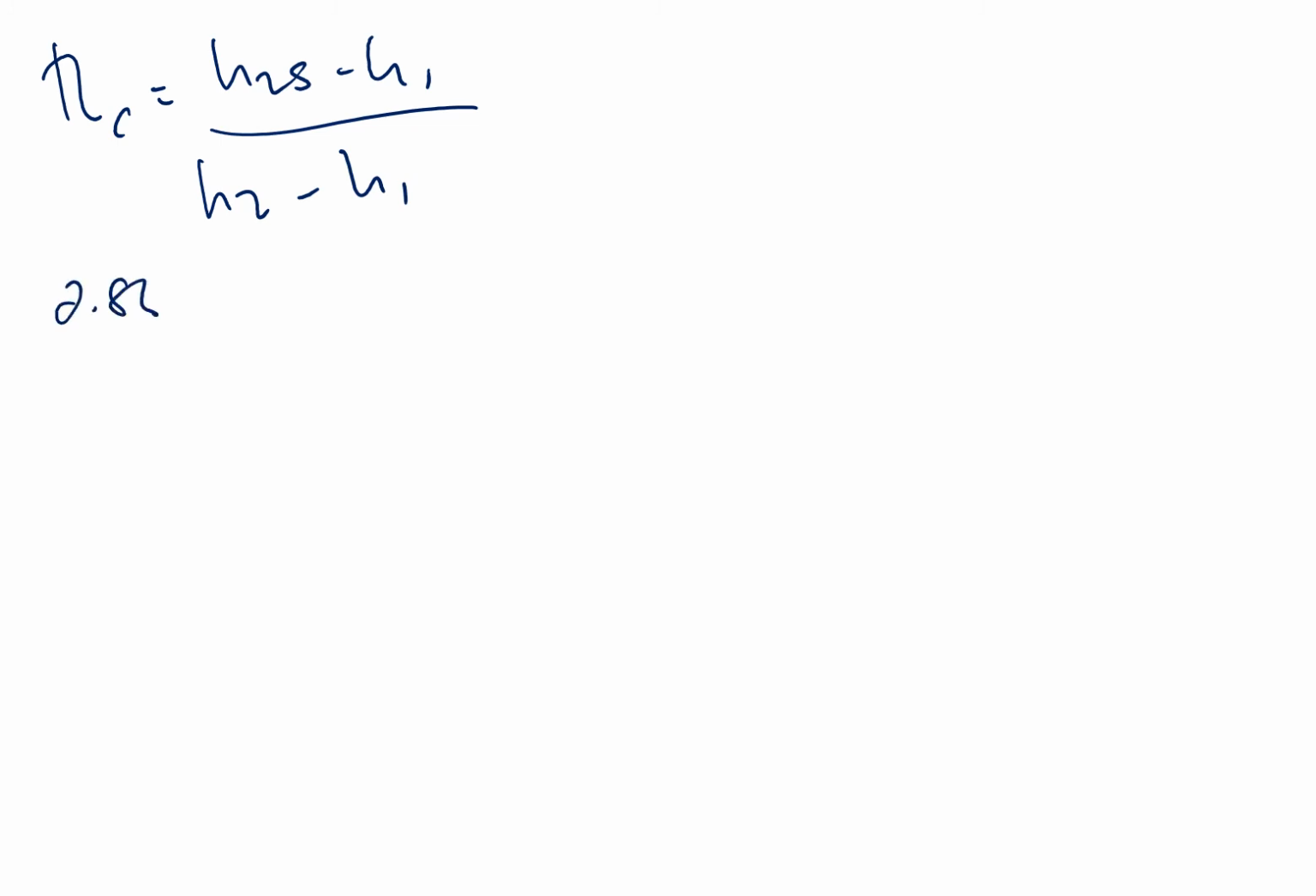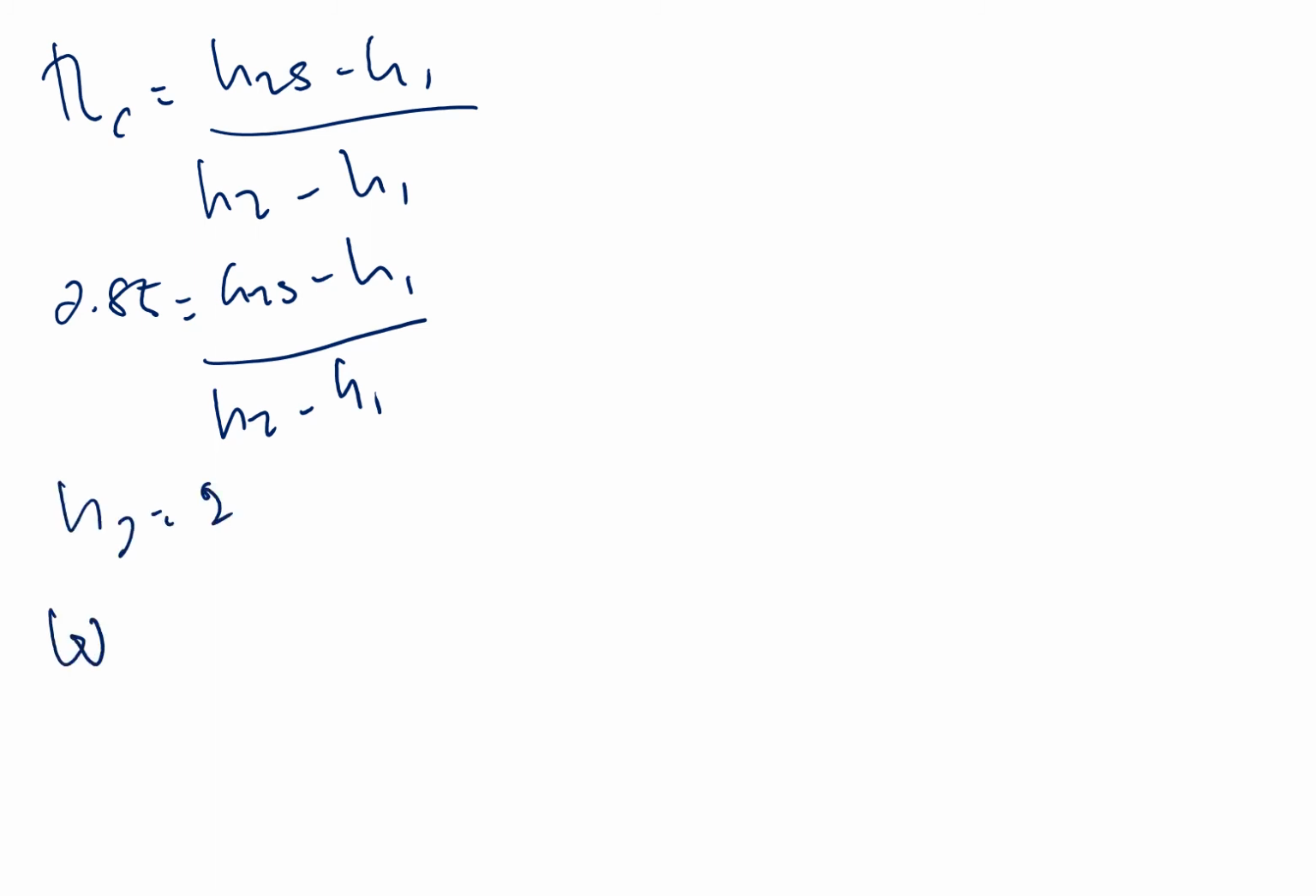And then after that, the interpolation you have done, and then the efficiency you have calculated, which is H2S minus H1 over H2 minus H1, which is 0.85 equal to H2S minus H1 over H2 minus H1. Okay, which is you can calculate the H2. Then W dot in equal to m dot times H2 minus H1.